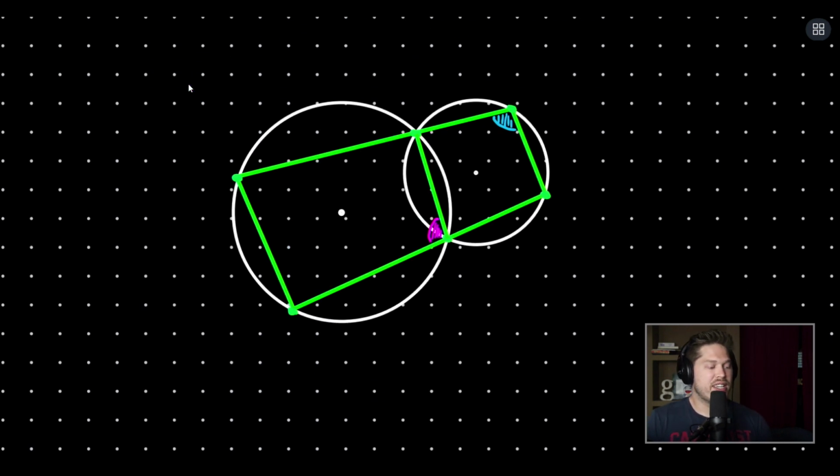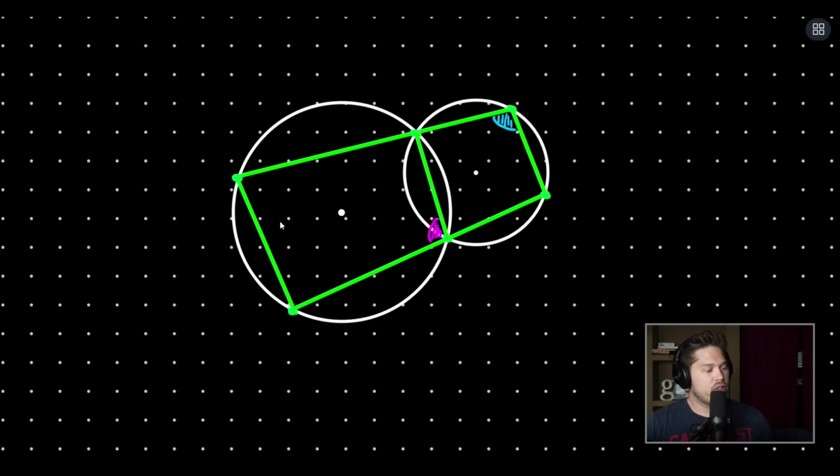Fantastic. Here we have a cyclic quadrilateral. For this problem, I want you to tell me the relationship between the blue and the purple angle. Is one larger than the other? Are they equivalent? Are they supplementary? Or is there not enough information to tell any such relationship? Pause the video and I'll give you a couple of seconds.